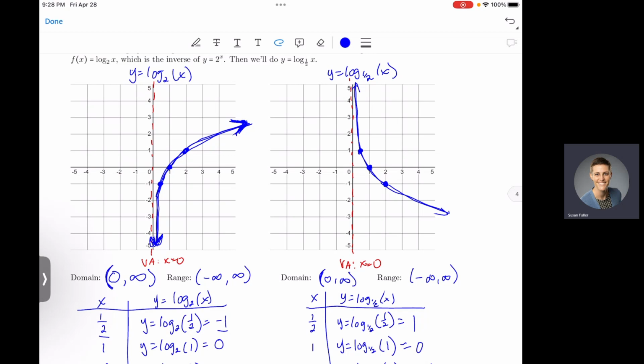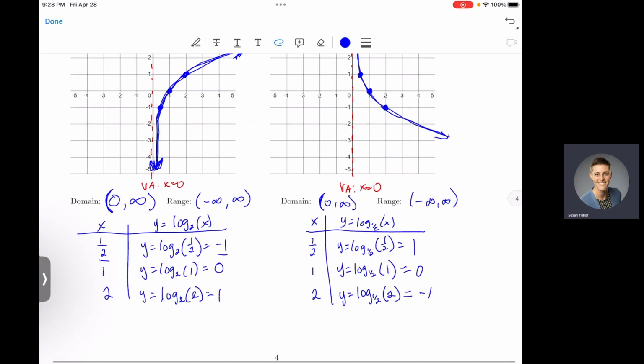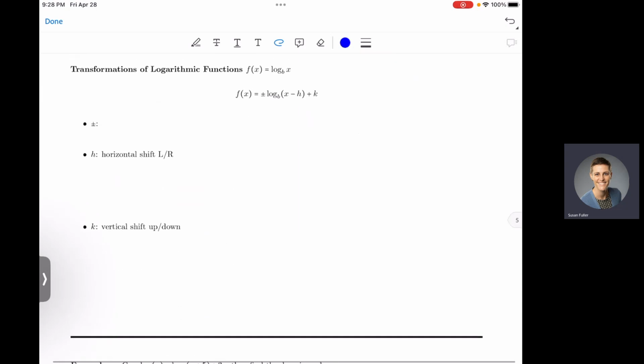All right, so that's what our basic log graphs look like. And the other thing that we can do with these is going to be transforming them. So transforming these graphs, these are going to be the transformations that we are kind of responsible for. We might have a negative out front here. You might add or subtract an h inside with x, and you might add or subtract a k out here on the end. Now, we have previous programming from transformations of graphs, and everything here is going to remain consistent with our knowledge from before.